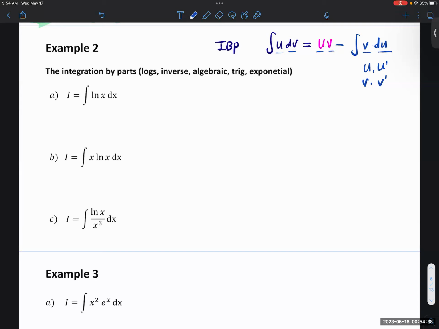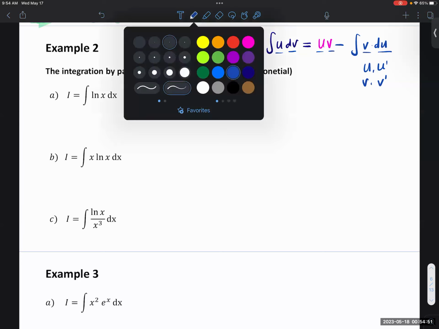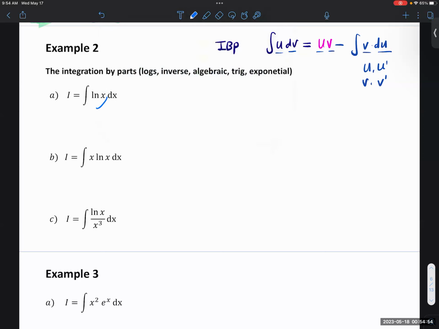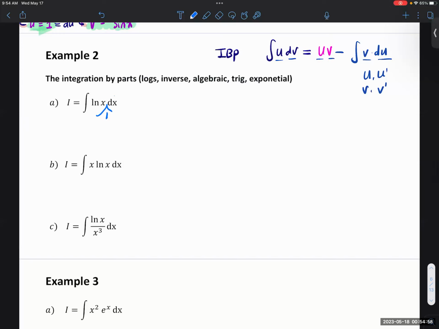Integral ln x dx. If you go to the integral table, it's not really easy to find the integral of ln x. So we have to think a little bit deeper. What if I have an invisible 1 here? Now you have a product between ln x and 1. So you have two functions and you see their multiplication.